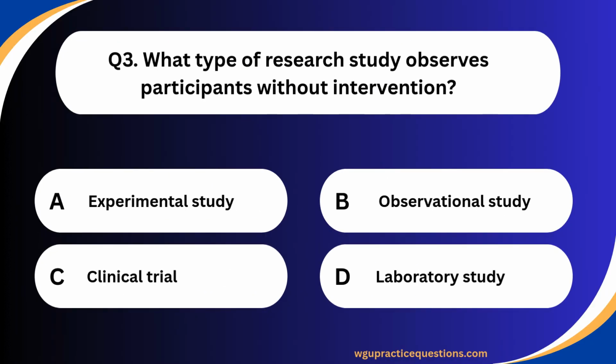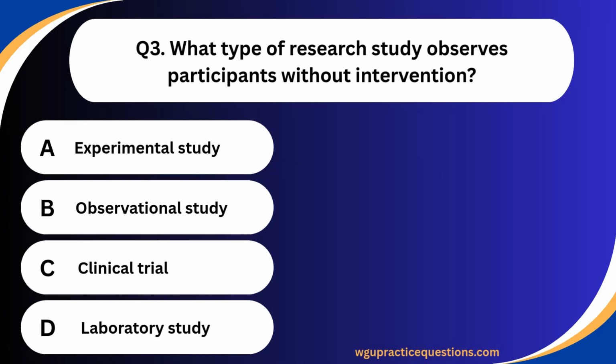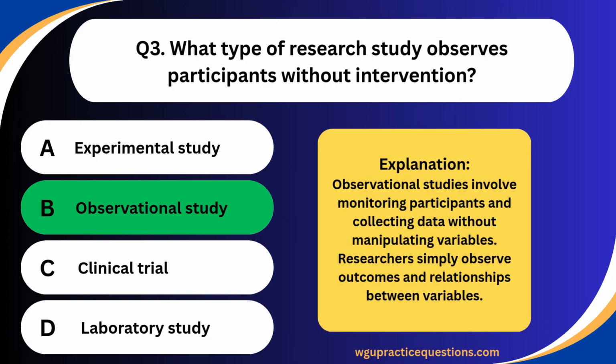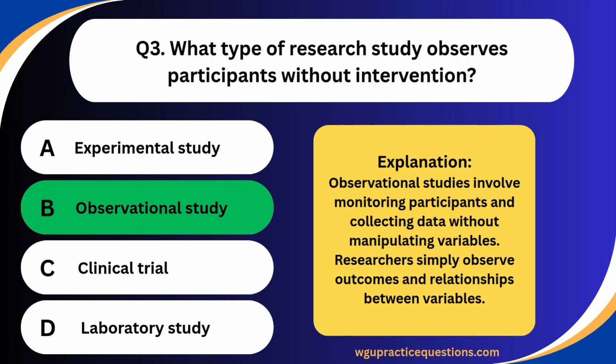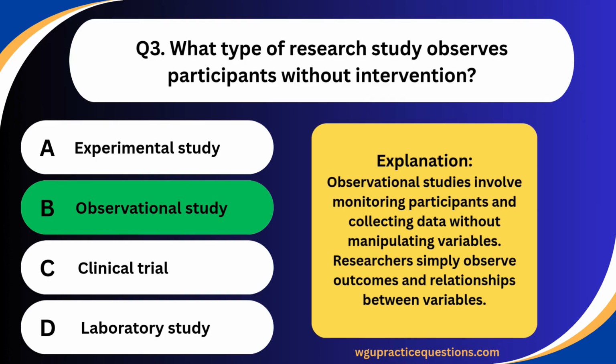Question 3. What type of research study observes participants without intervention? A. Experimental study. B. Observational study. C. Clinical trial. D. Laboratory study. Which one is the correct answer? The correct answer is B. Observational study. Explanation. Observational studies involve monitoring participants and collecting data without manipulating variables. Researchers simply observe outcomes and relationships between variables.